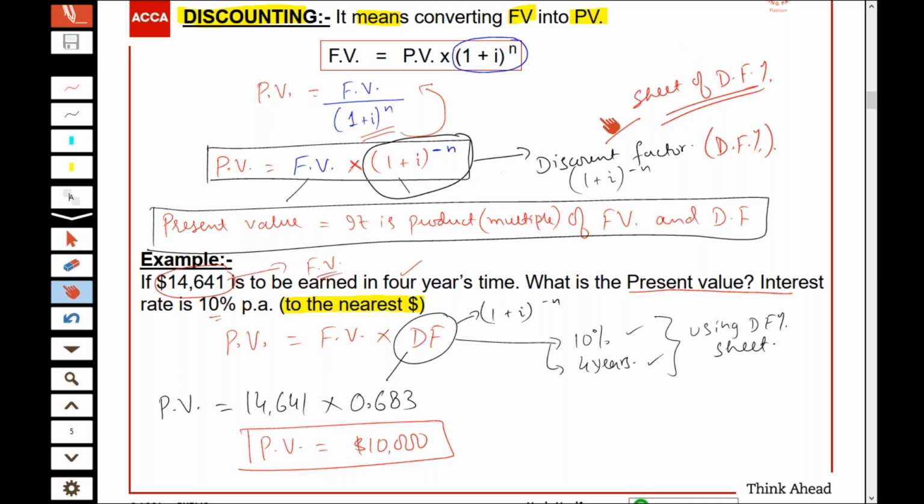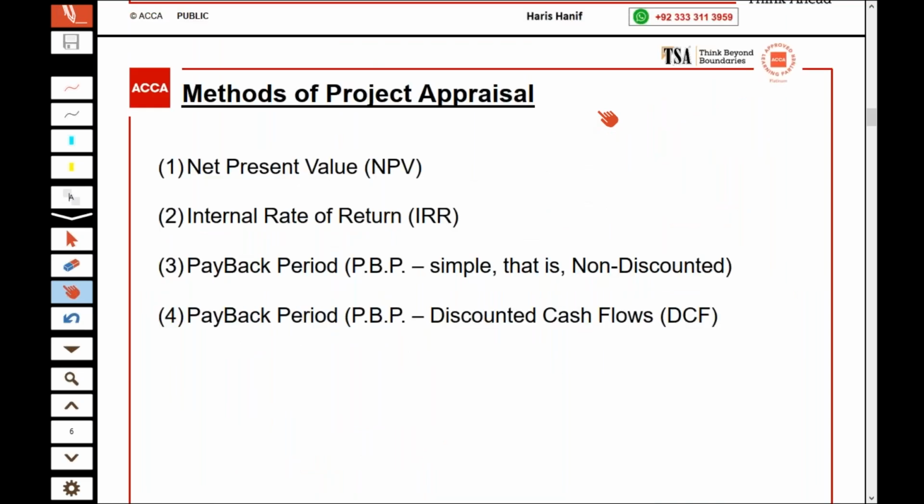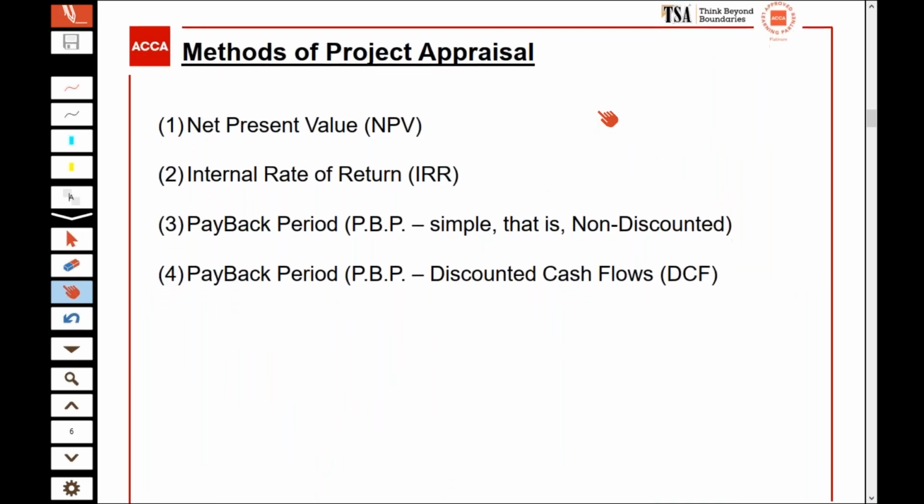All right. So right now I am moving to the next slide, and the next slide is methods of project appraisal. Methods of project appraisal.